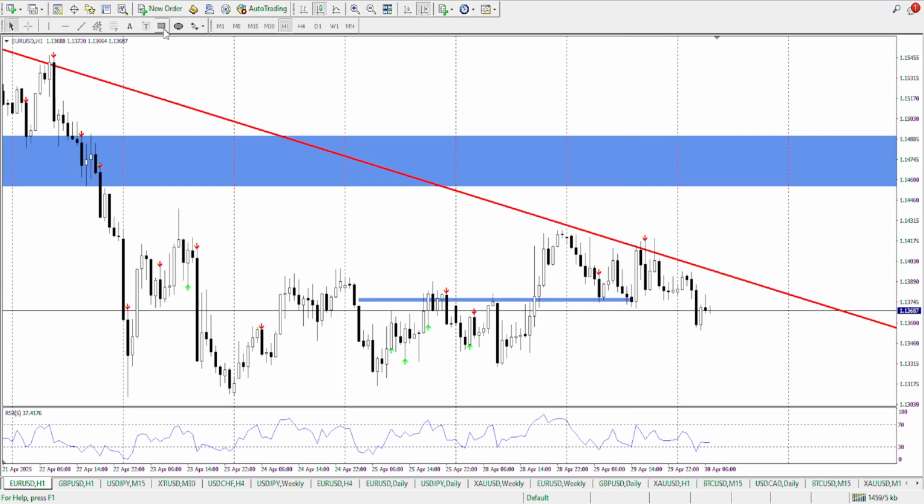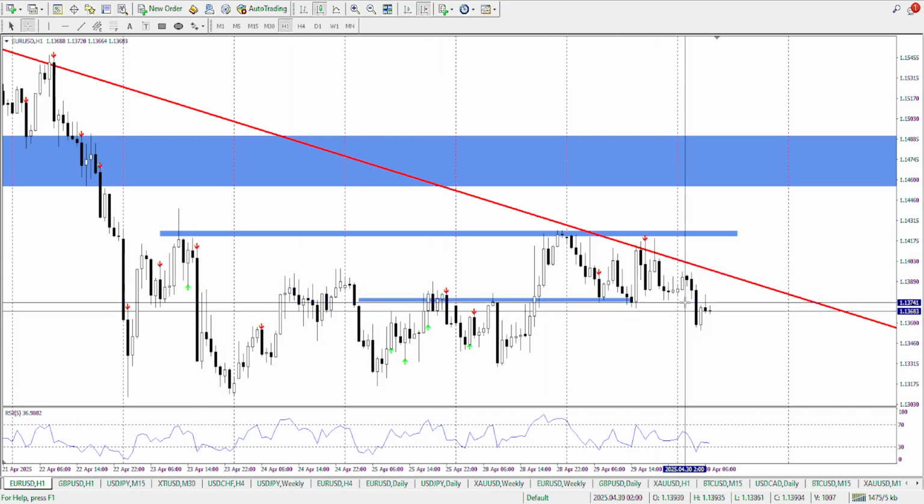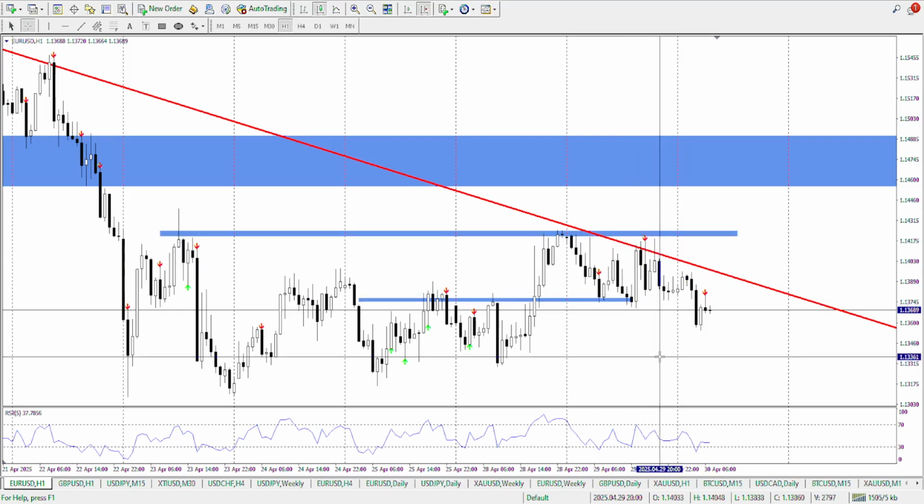Why it dropped? Because it found this resistance right here, and you can see these red arrows and these green arrows. This is my indicator, you can say. I have created my own indicator, so it helps me a lot. It took me around 10 years to make this indicator, right? So this is very nice.